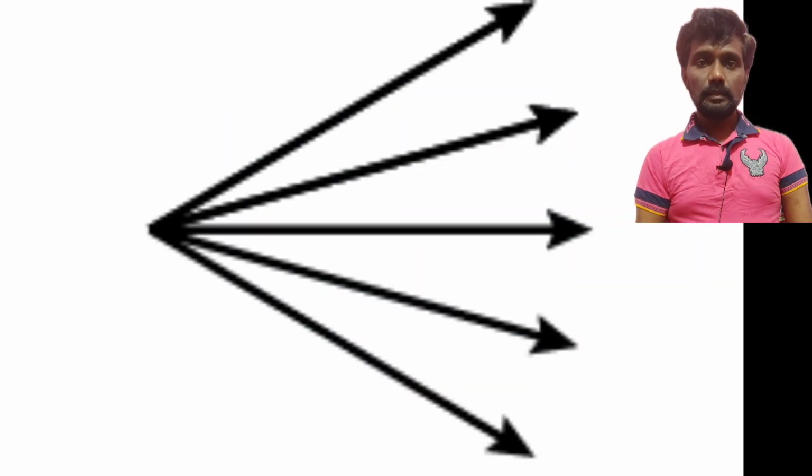Divergent beam of light. When light is given off from a small source, for example, a candle, the rays appear to spread out or diverge in all directions. Such a beam is called a divergent beam of light. Next, convergent beam of light. When light rays from a nearby large source come close to meet or converge at a single point, it is called a convergent beam of light.